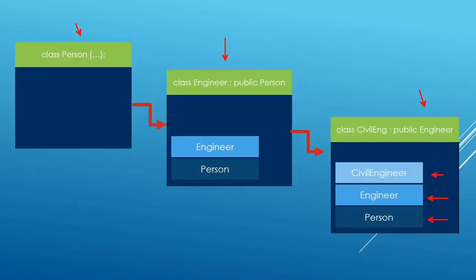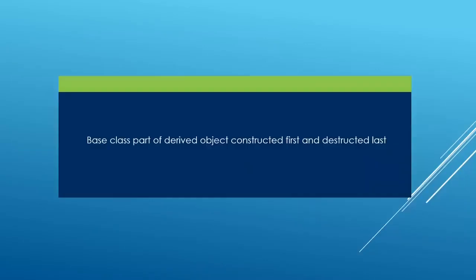The thing I want you to see in this lecture is that the destructors are called in the reverse order to that. So the most specialized destructor is going to be called first. Then we're going to destroy the engineer part of us, and the person part of us is going to be destroyed last. So we construct things from the base part to the most specialized one, and then we destroy things in the reverse order. The destructors are called in the reverse order of the constructors. That's the message I want to convey here.